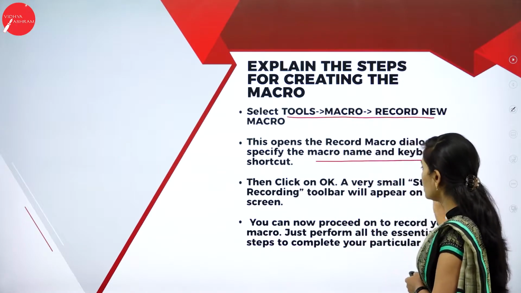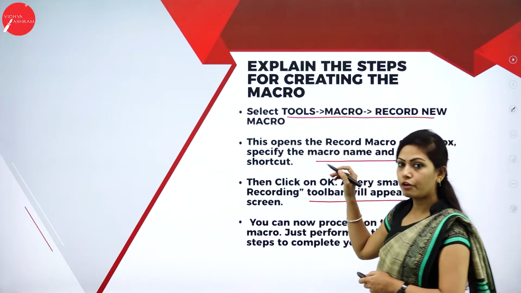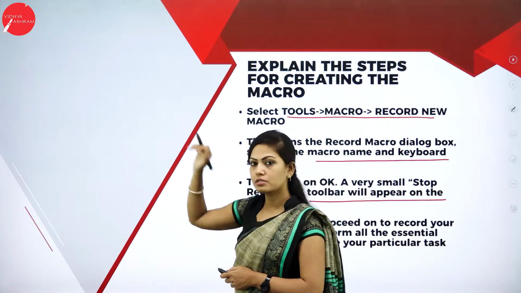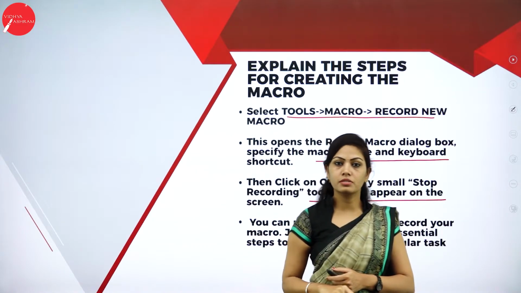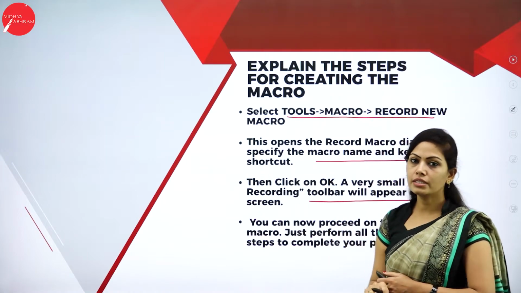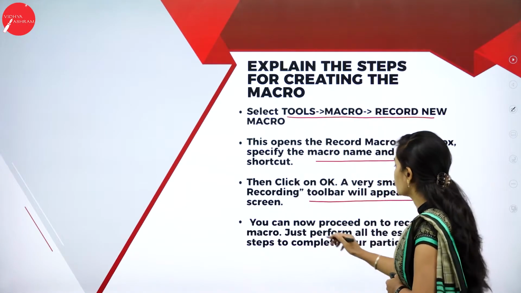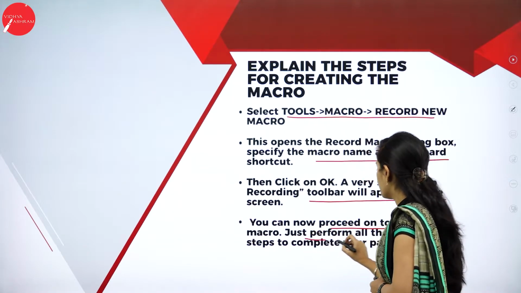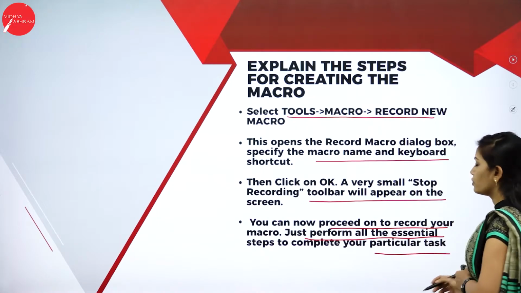A very small stop recording toolbar will appear on the screen. After you click on the macro dialog box, you'll get in the ribbon, you'll get stop recording options. So you can just click on the stop recording. So you can stop the record. So you can now proceed to record your macro. Just perform all the essential steps to complete your particular task.